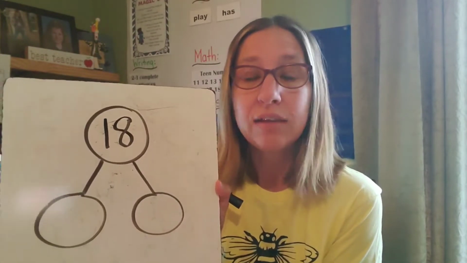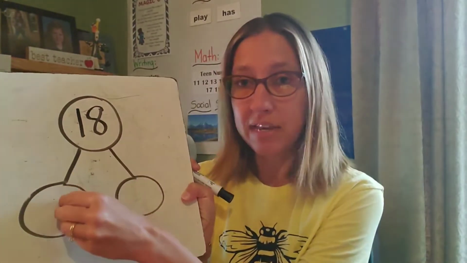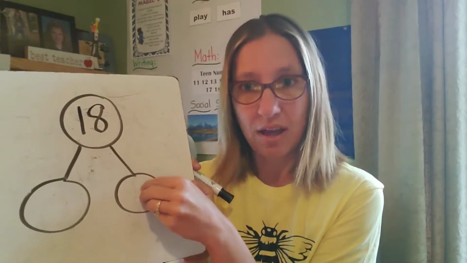When you're making these number bonds, it's a little bit different than when we're doing addition and subtraction with number bonds. What we're going to do is put the teen number all by itself at the top of the number bond. And then what we want to do is take out how many tens and how many ones.